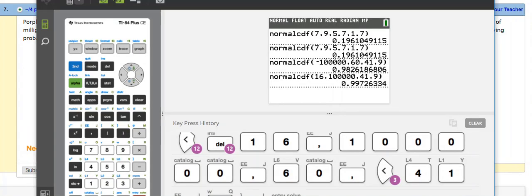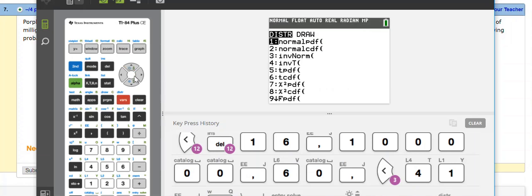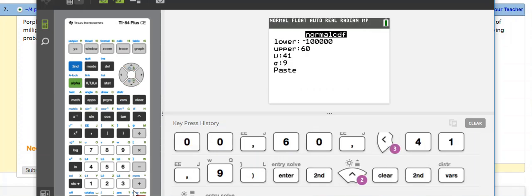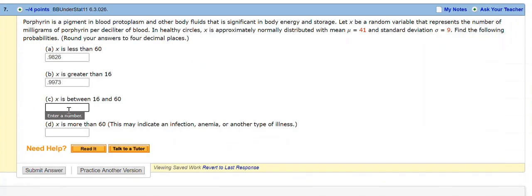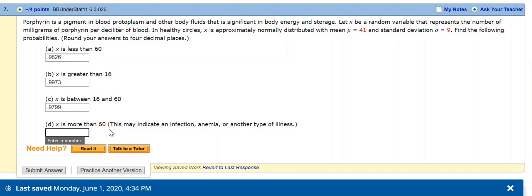So I'm going to do this time, I'm just going to go up the distribution again. So the lower is 16, the upper is 60, and then mu is 41, standard deviation is paste. And so I get 0.9798. So to 4 decimal places, that'd be 0.9799. So 0.9799. Okay. And then this is x is more than 60.